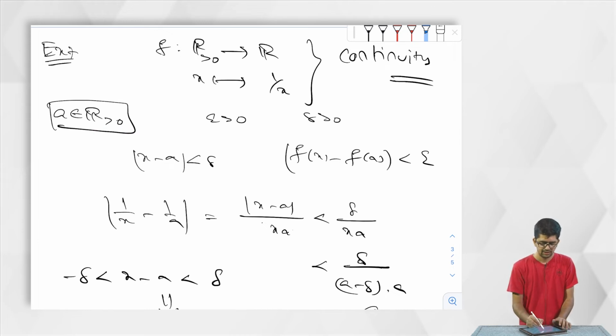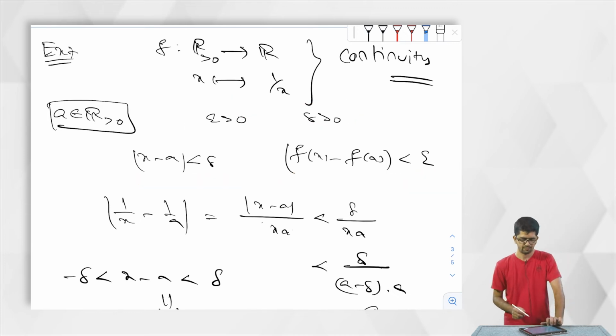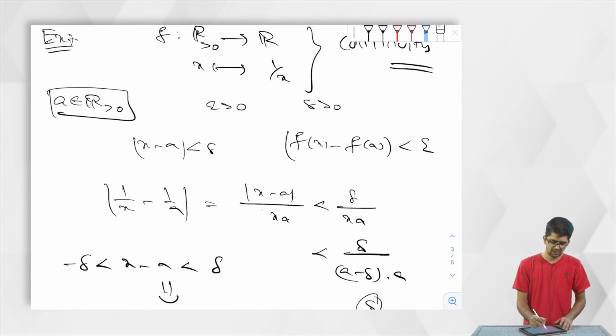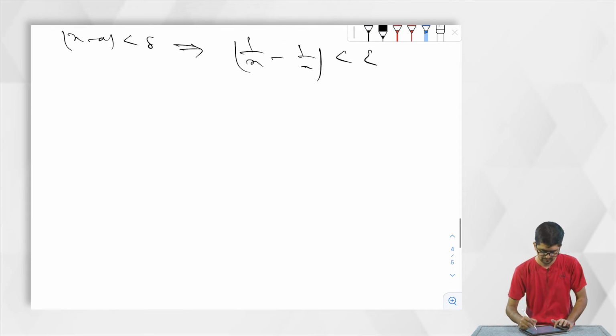Then we have seen that given epsilon there is a positive delta such that whenever |x minus a| is less than delta, we have |f(x) minus f(a)| is less than epsilon. So this is about continuity of the function x goes to 1 by x. So let us do some more examples.